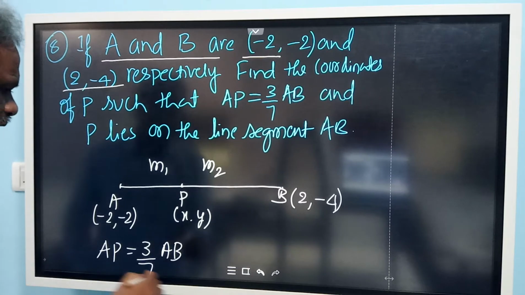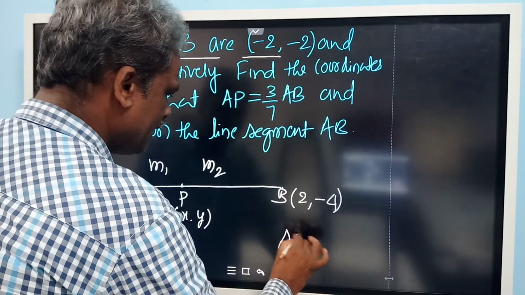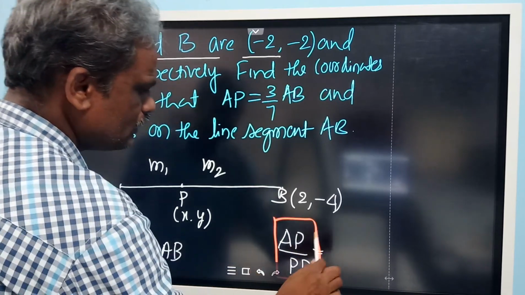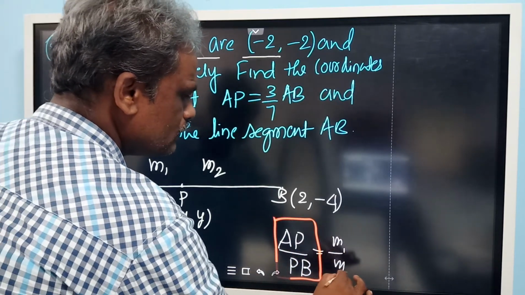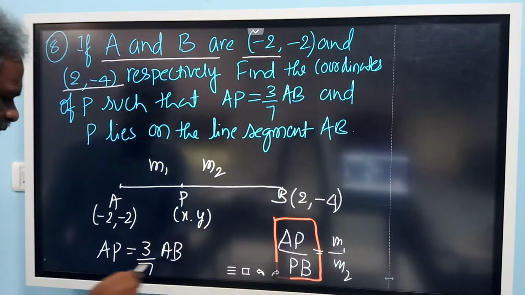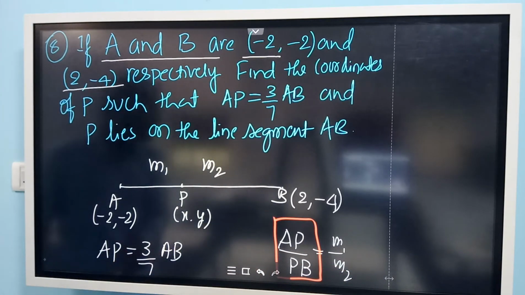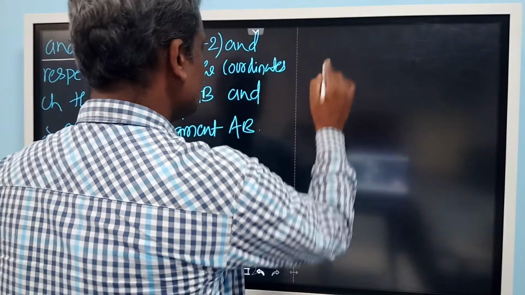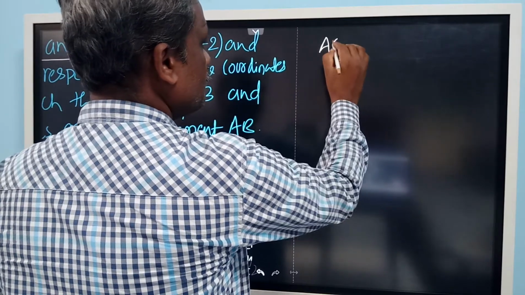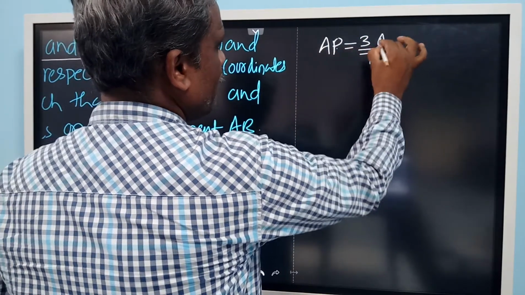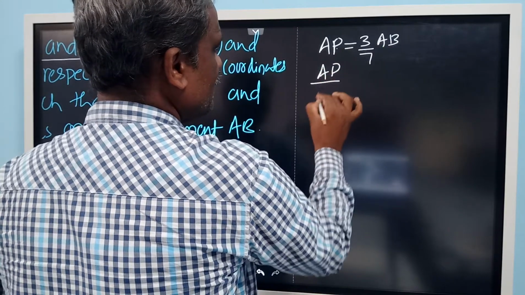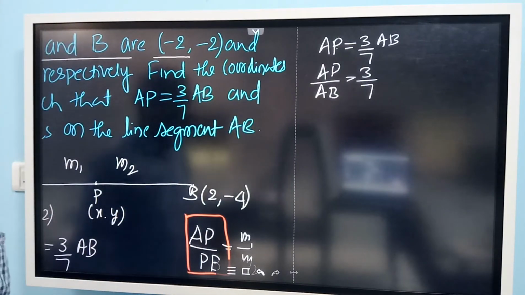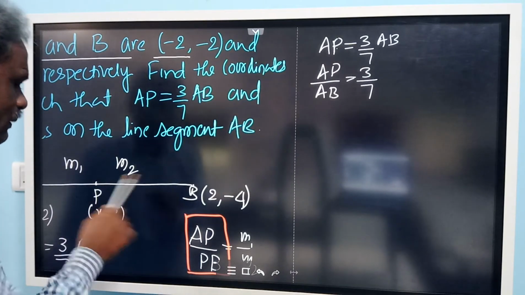That means I want AP by PB. This is required now. That is m1 by m2. Here, instead of AP by PB, we have AP by AB. If you transfer, you will get 3 by 7. AP is equal to 3 by 7 of AB, or AP by AB is equal to 3 by 7. But AP by AB is not the thing required, we want AP by PB.